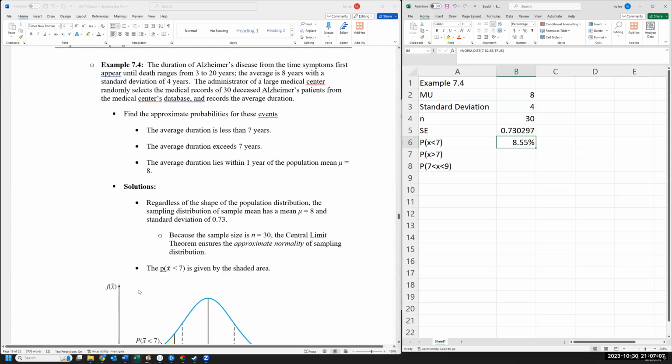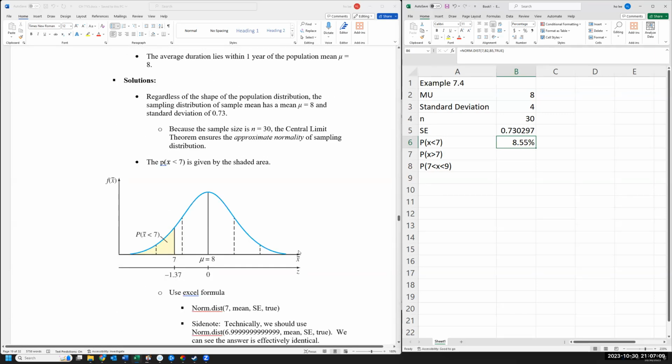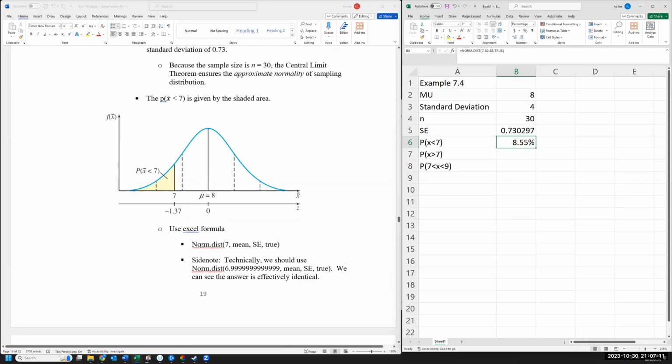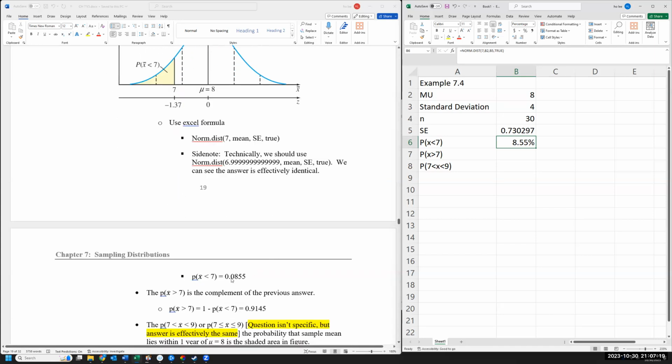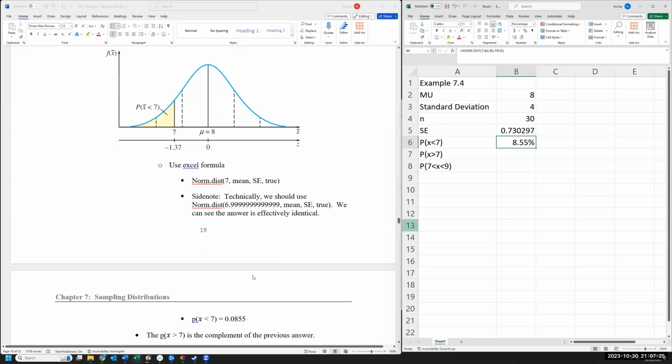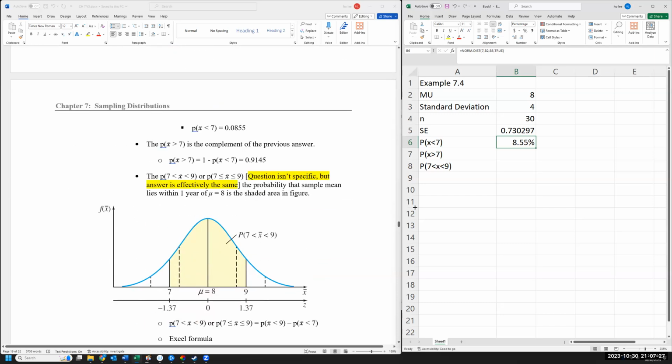Should be 8.55. This area right here should be 8.55. And let's see, norm.dist, that's what I used. 7, mean, standard error, and true. And it's 0.0855, 8.55%.